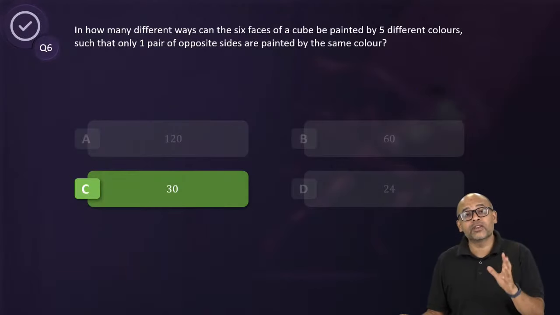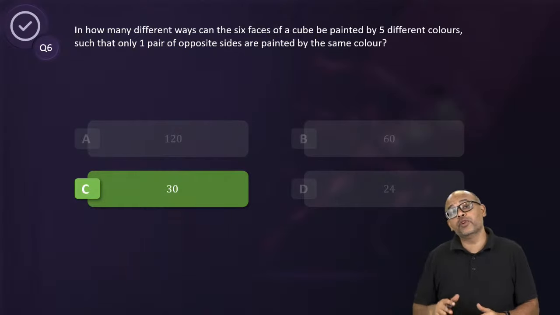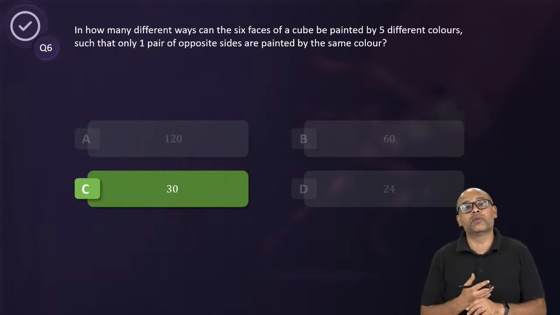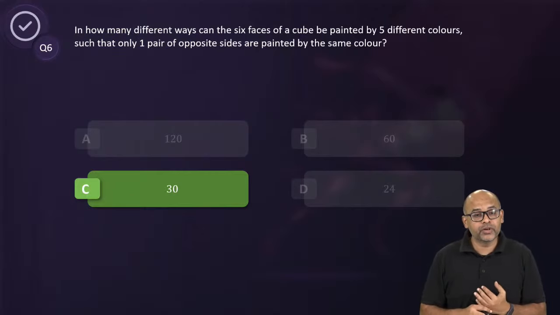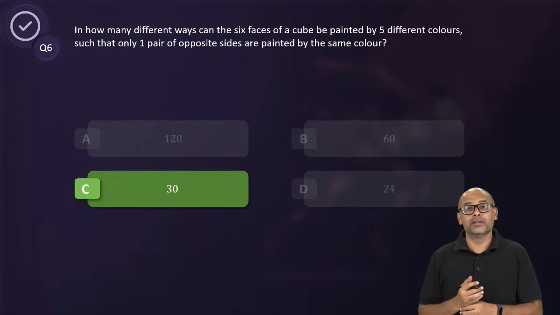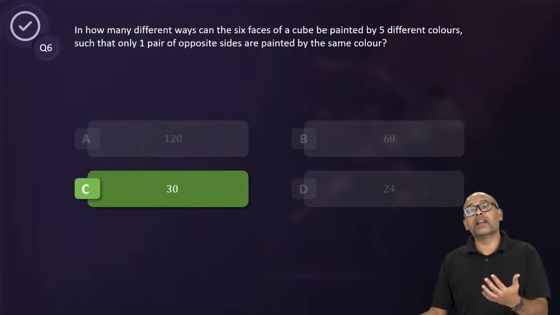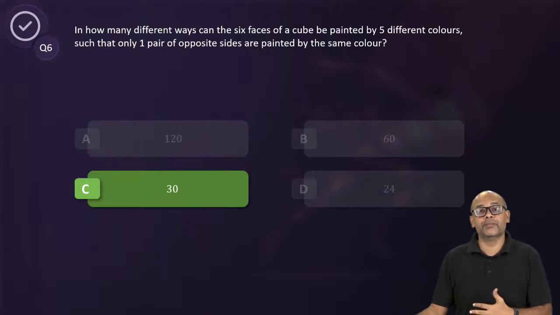Right, so I hope you guys got the logic of why 30. The division by 2 is the important factor. If you did not divide by 2, you will get the answer as 120, which is what Clash Royale has been mentioning. But 120 is not correct, because we know when the cube is identical, left and right, top and bottom are all the same. So the by 2 factor should come.